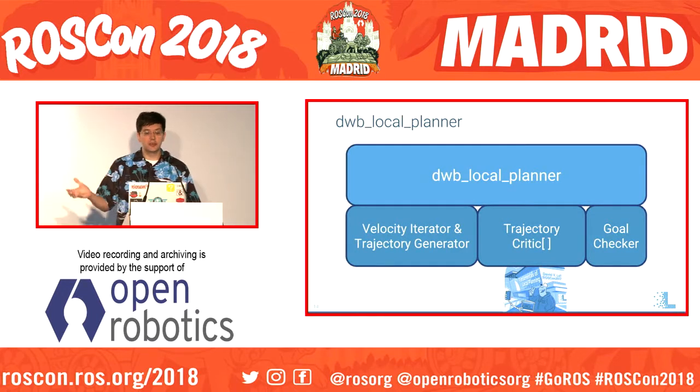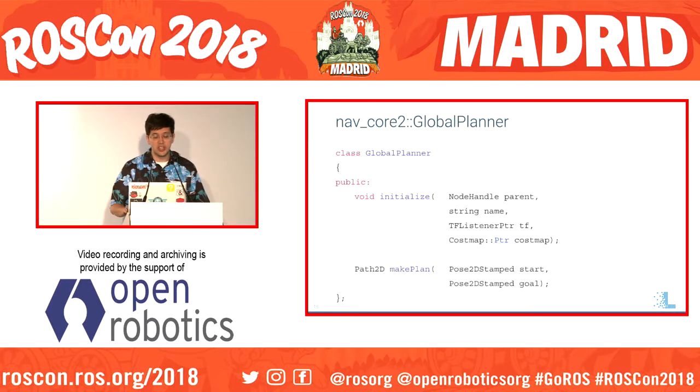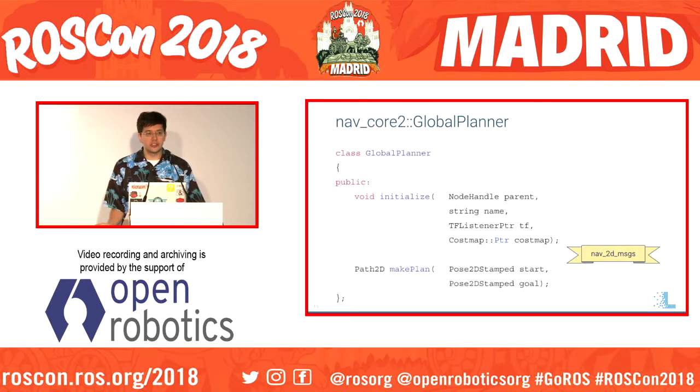So last year I talked about DWB Local Planner and all the different components which were plugins so that you could customize it to your own needs. Now with the new Global Planner interface, it's very similar in that it also uses these nav2D messages which eliminate all of the 3D information that's provided, but also instead of just returning a Boolean for whether it succeeds or fails, it throws exceptions so that you can get more contextual information about why it failed.